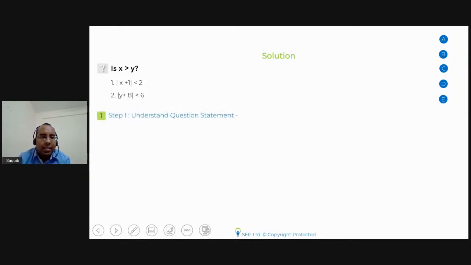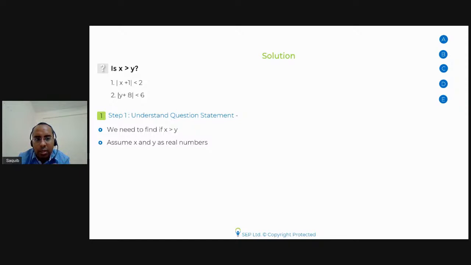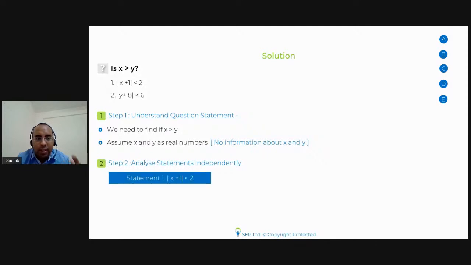Now, when I'm analyzing the statement, the question simply says is x greater than y. I don't have any more information. So I'll simply assume they are real numbers, as I've already told you. If you don't know anything, just assume they are real numbers. Very important.